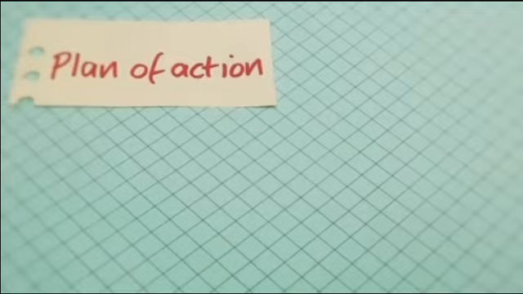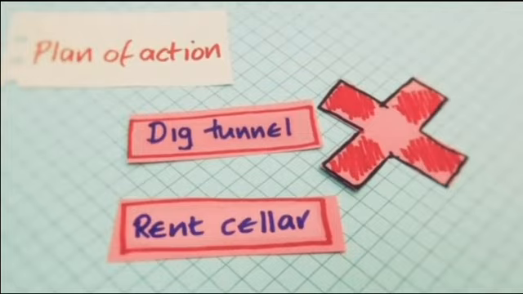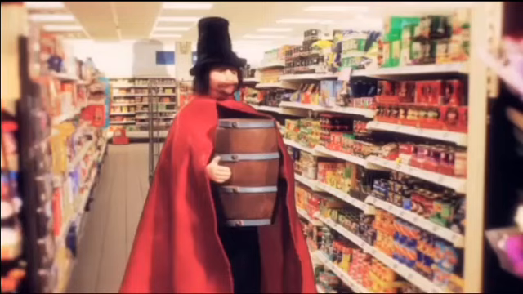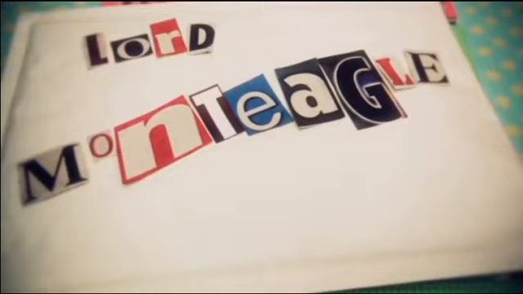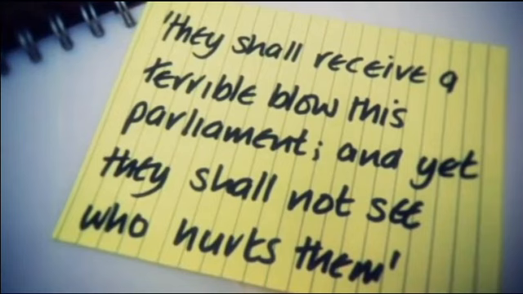First, they tried to dig a tunnel from a nearby house, but this failed, so undeterred, they rented a cellar beneath the House of Lords, and one of them, Guy Fawkes, bought a ton and a half of gunpowder. 10 days before Parliament was going to meet, Lord Monteagle got an anonymous letter warning him not to go. It said, "They shall receive a terrible blow, this Parliament, and yet they shall not see who hurts them." Monteagle showed it to the King.